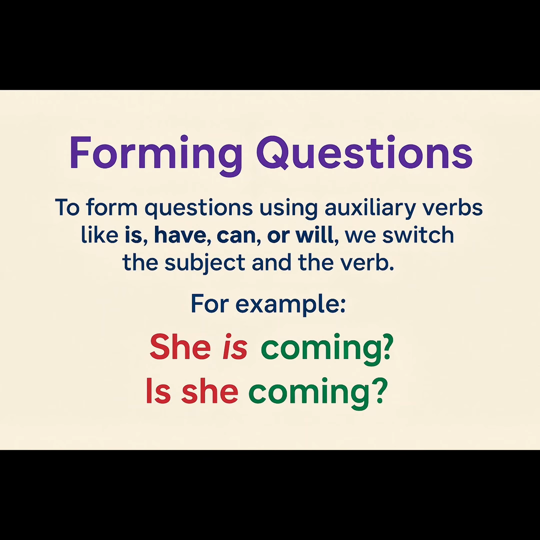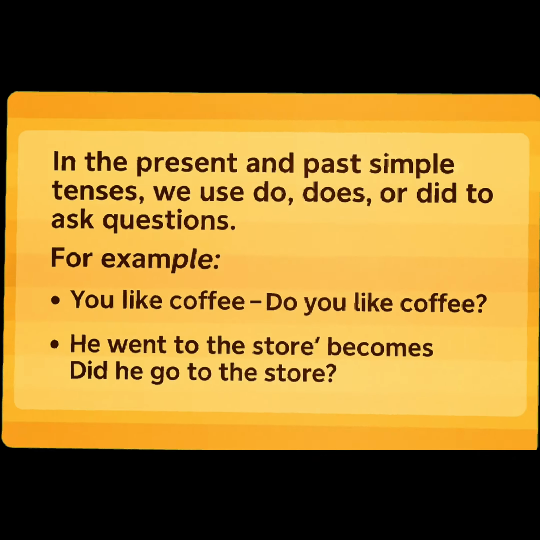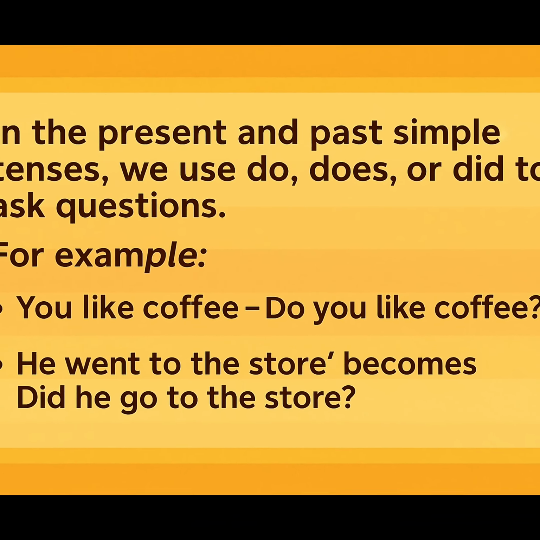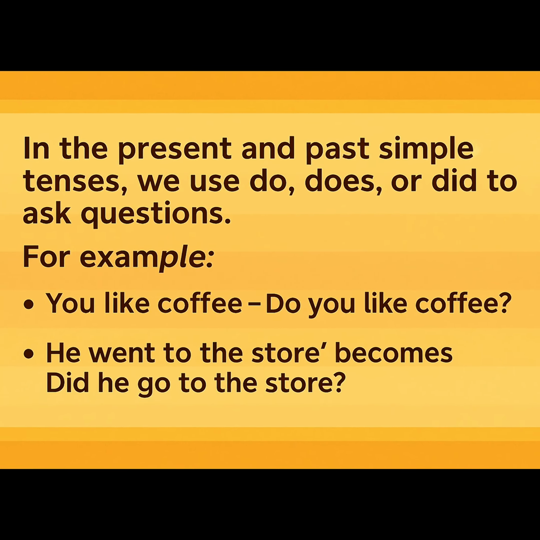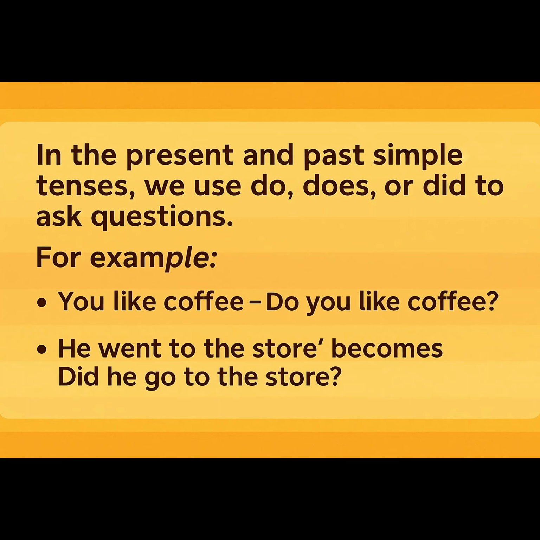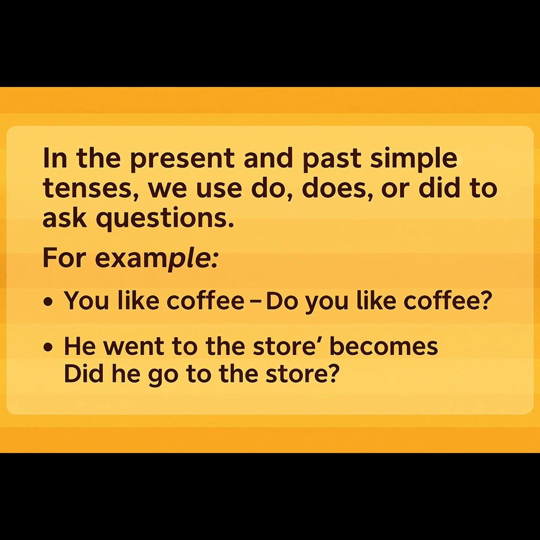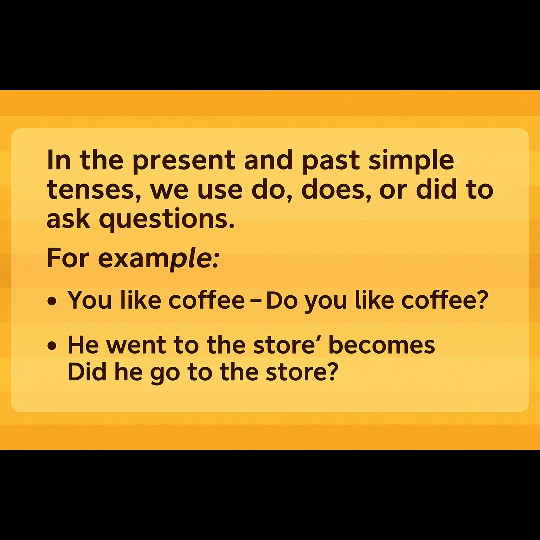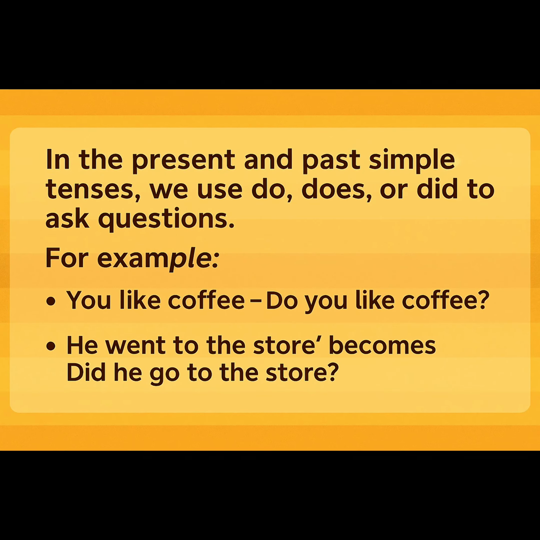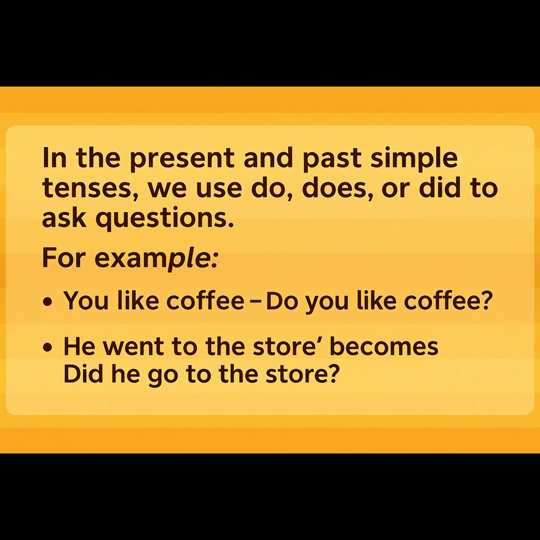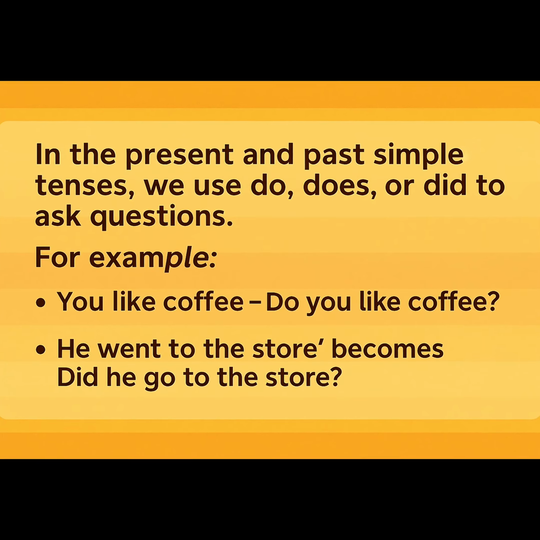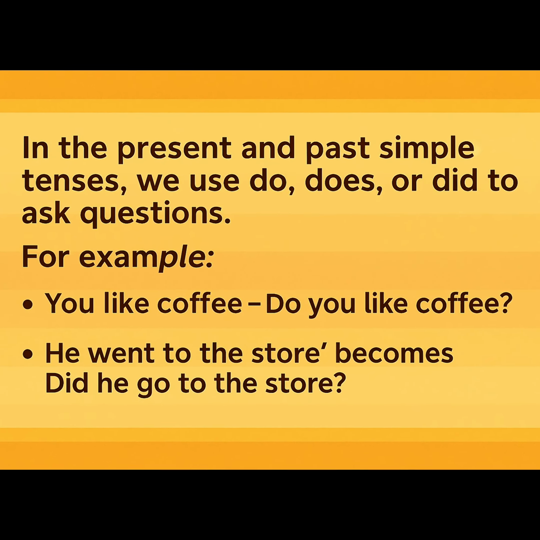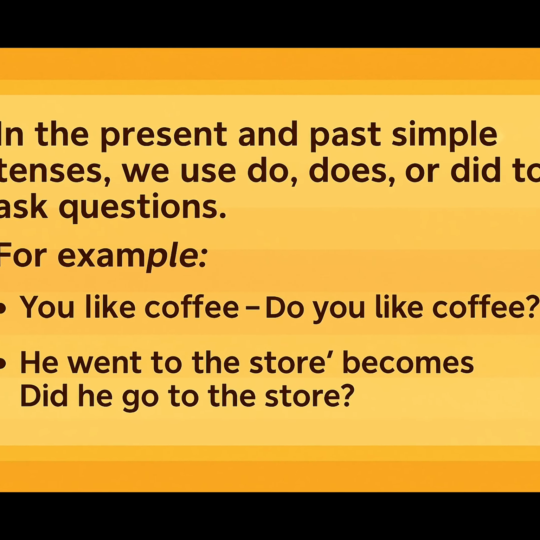In the present and past simple tenses, we use do, does, or did to ask questions. For instance, "you like coffee" will now change to "do you like coffee?" The second one is "he went to the store." It will now become "did he go to the store?"